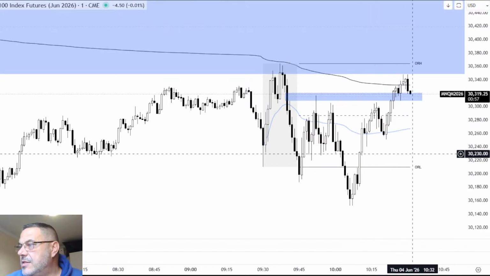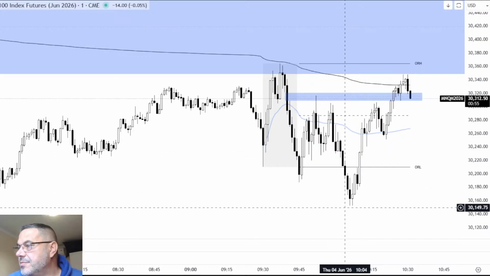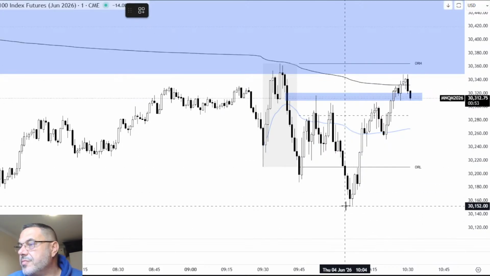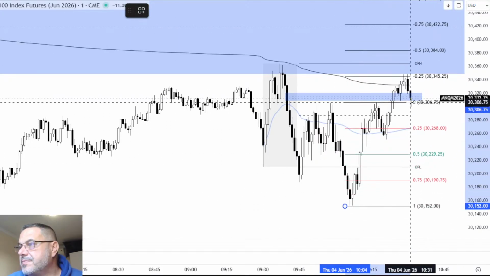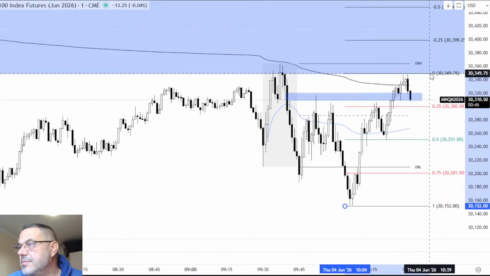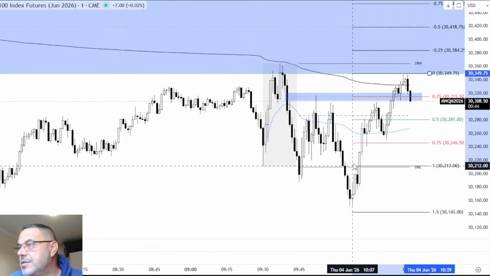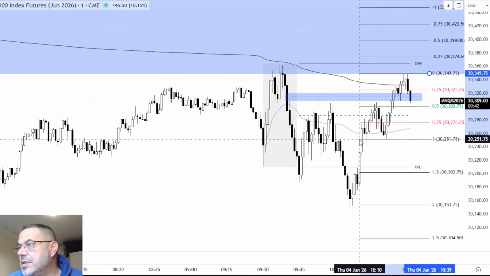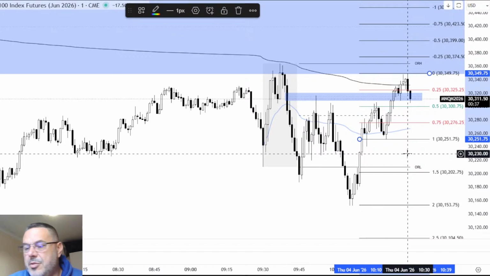I mean, if you look at this, price didn't come down yet. Look at this. Price could. Then I'm worried about this bottom leg.